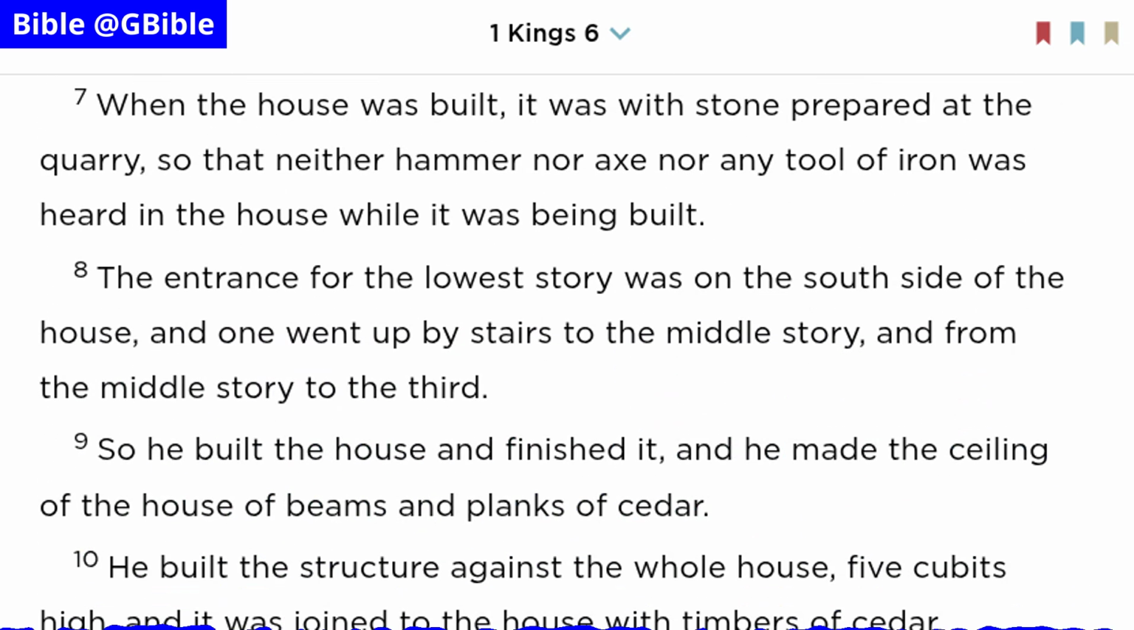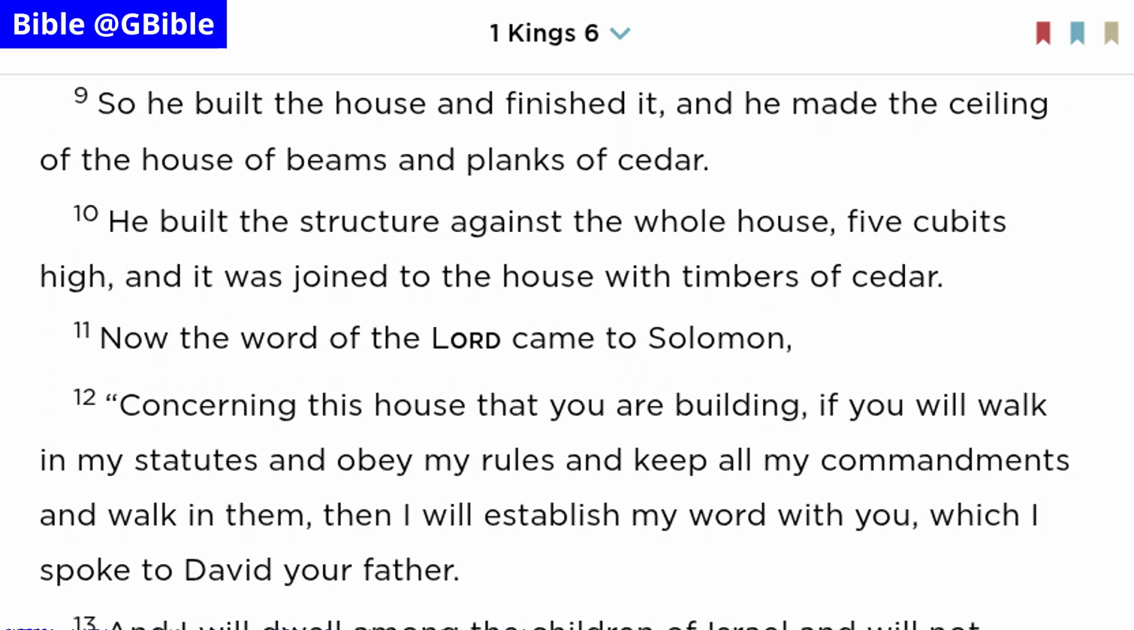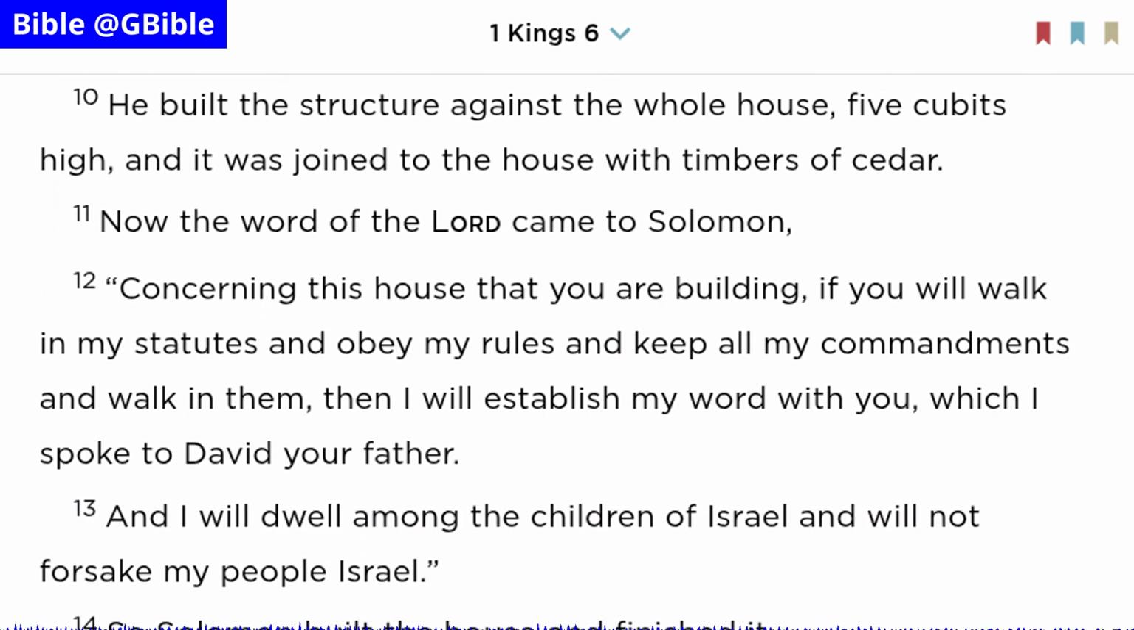When the house was built, it was with stone prepared at the quarry, so that neither hammer nor axe nor any tool of iron was heard in the house while it was being built. The entrance for the lowest story was on the south side of the house, and one went up by stairs to the middle story, and from the middle story to the third. So he built the house and finished it, and he made the ceiling of the house of beams and planks of cedar. He built the structure against the whole house, 5 cubits high, and it was joined to the house with timbers of cedar.